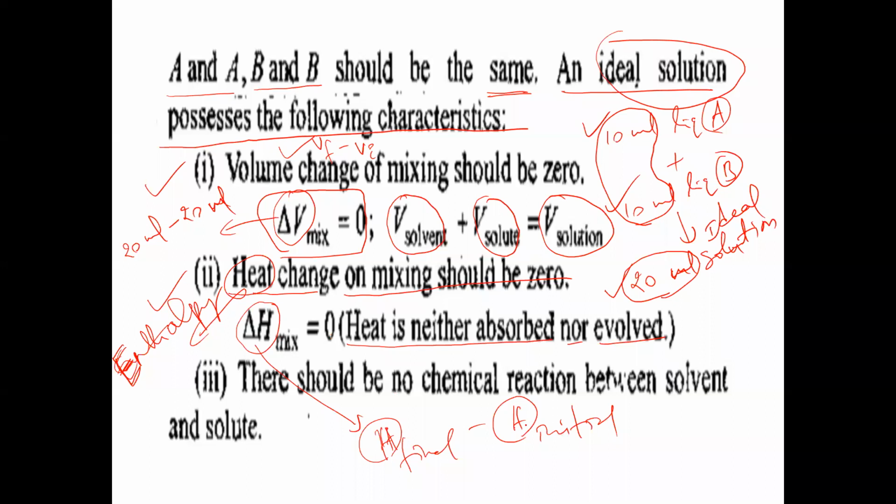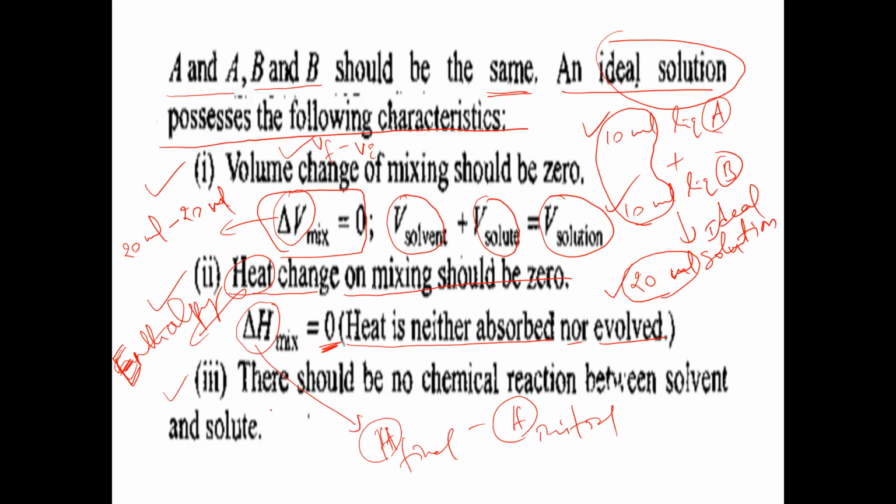The total heat content of solute plus solvent must be equal to the heat content of the solution formed, and the difference must be 0. When these two final and initial values are the same, the difference will be 0. That is, the enthalpy of mixing will be 0 for ideal solution formation.